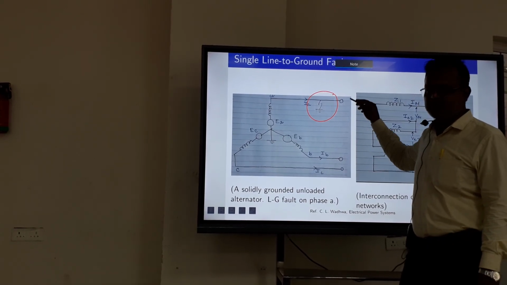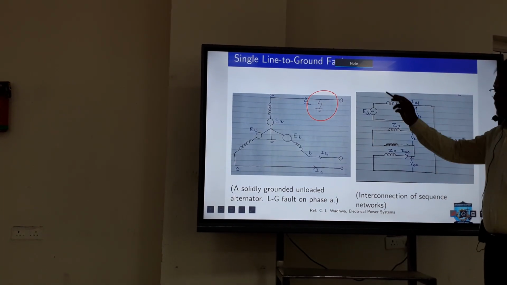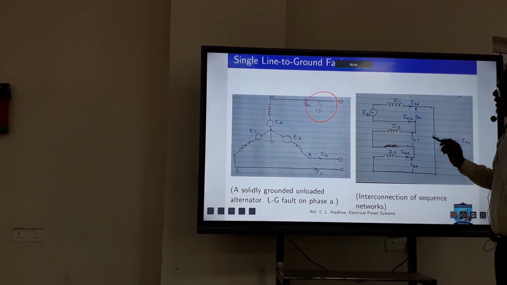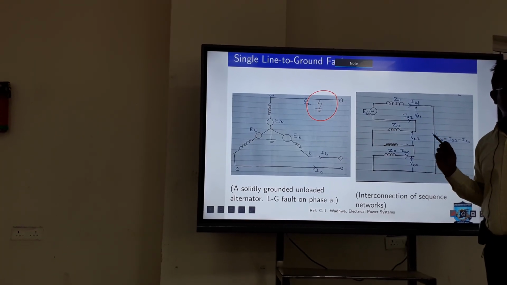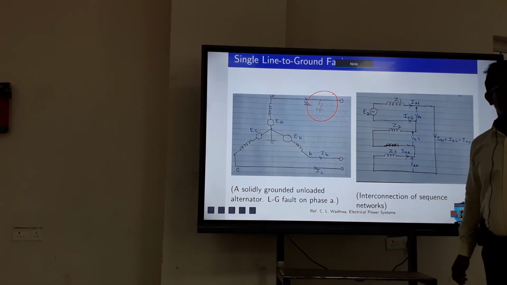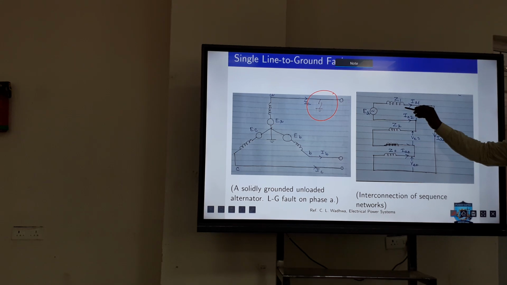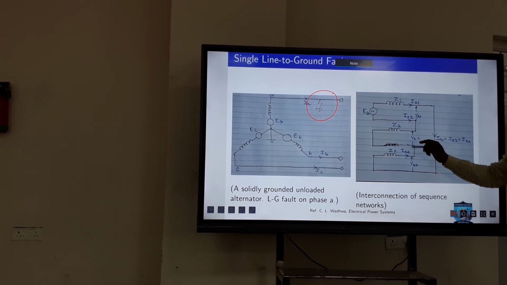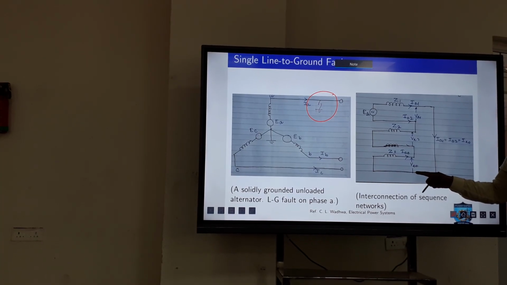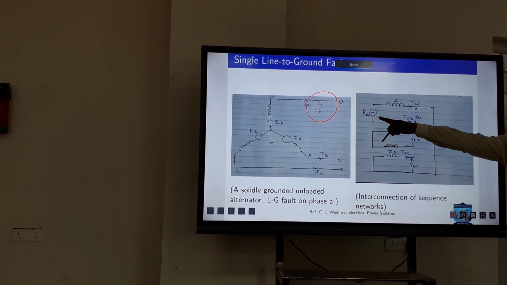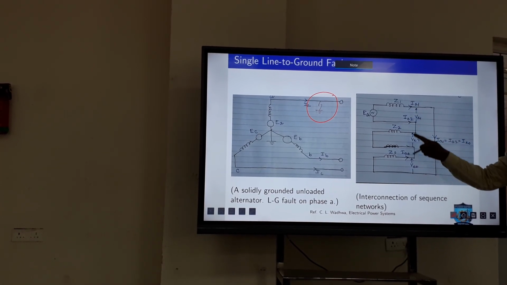This open doesn't mean that it is open. Some load is connected. Now under this condition, when the current is flowing, if a line to ground fault occurs, how are you going to analyze this? During a line to ground fault, the positive sequence network, the negative sequence network, and the zero sequence network are connected in series. So you know the pre-fault voltage, and you have a series connection of the various impedances.